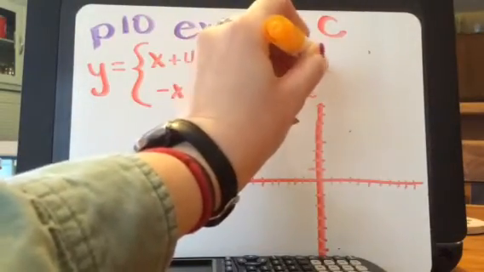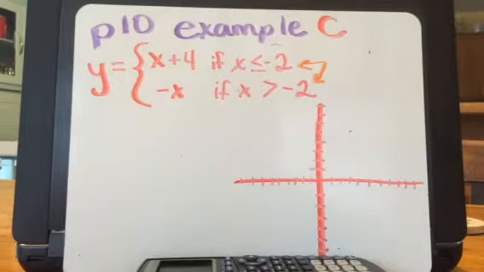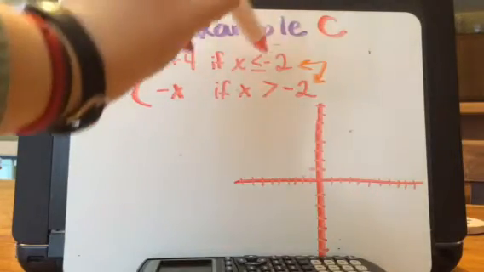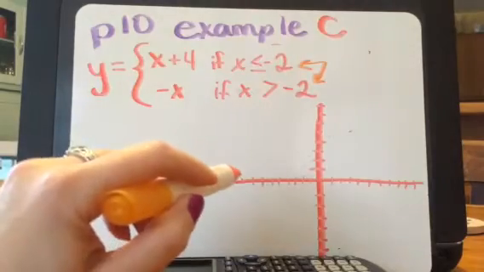Now this one tells us that our division happens at -2. Pulling that from this rule because we're going to apply this first rule every time x is less than or equal to -2. We're going to apply the second rule every time x is greater than -2. So -2 is our dividing line.